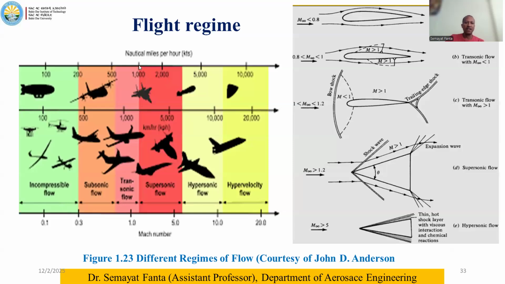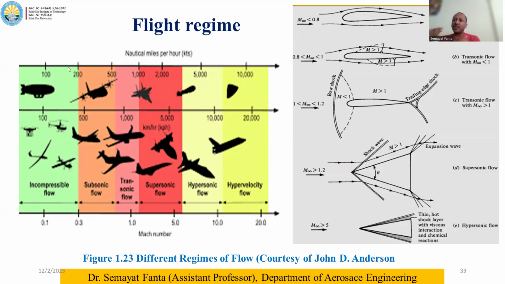Look, you have a nautical mile. What does nautical mile mean? One nautical mile means something like 1.852 kilometers, about 1.85.